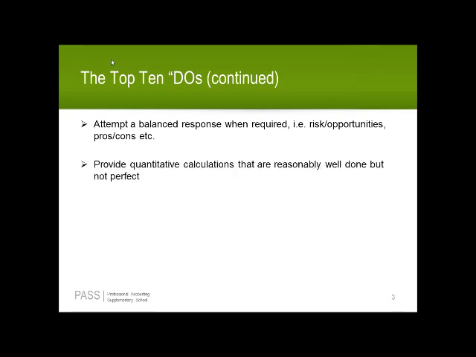Provide quantitative calculations that are reasonably well done, but not perfect. Due to time constraints, it is not humanly possible to achieve perfection on the quants. If you try, you will not succeed, and will waste a lot of time to the detriment of the qualitative. What you should do is aim for an adequate response in which you go after major adjustments that will significantly impact the bottom line rather than every last small adjustment.